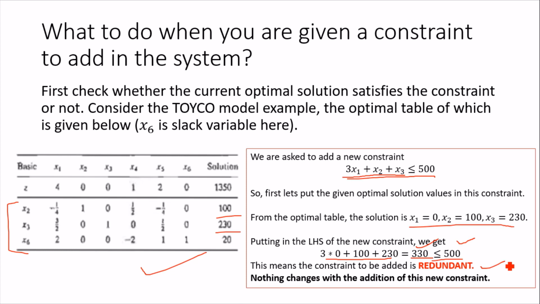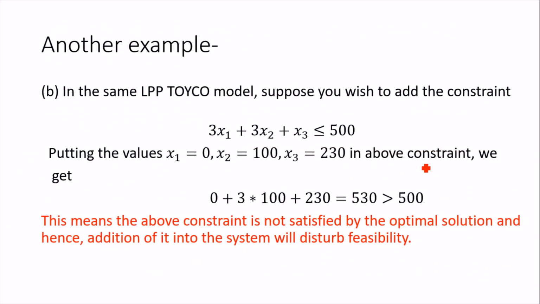And then we need to discuss the case of what happens if it is not satisfied. To understand that, I'm giving you another example. This time your constraint is 3x1 plus 3x2 plus x3 less than or equal to 500. Now if you substitute the optimal solution in this constraint, the left hand side is 530, which is actually greater than 500. It is not less than or equal to, it is greater than 500. This means the above constraint is not satisfied by the optimal solution.